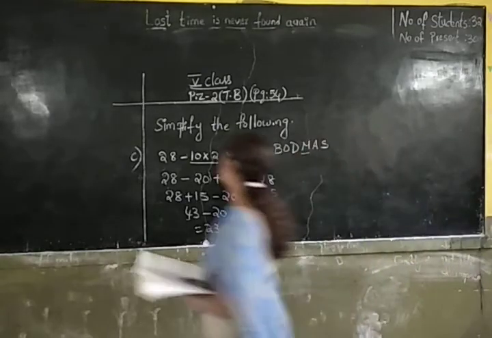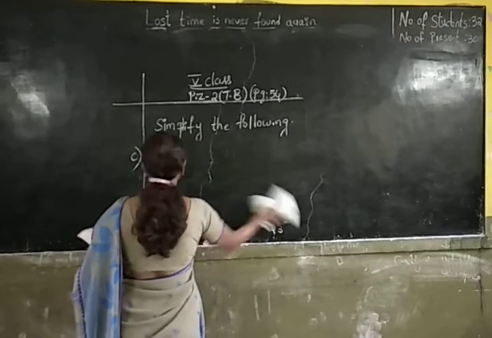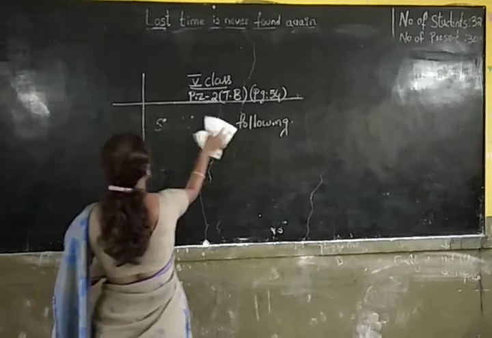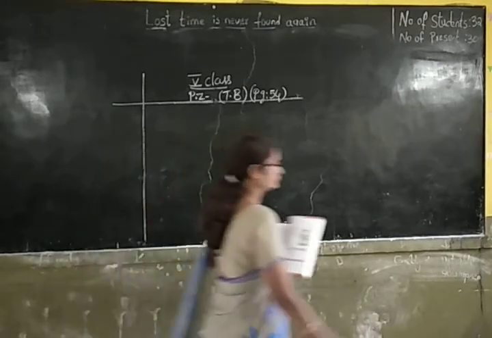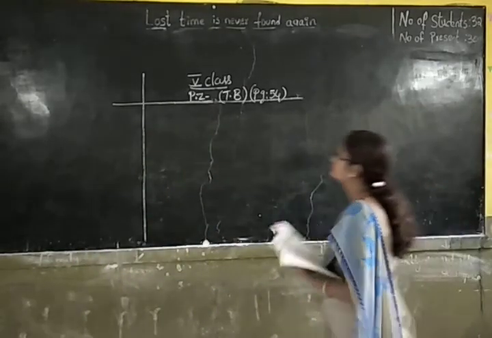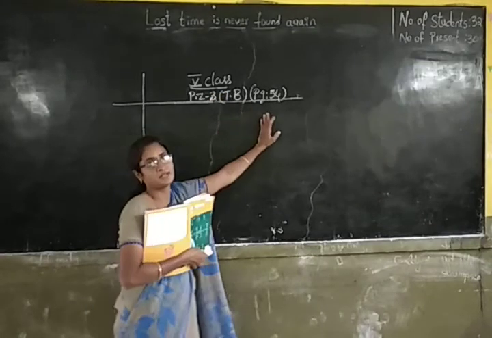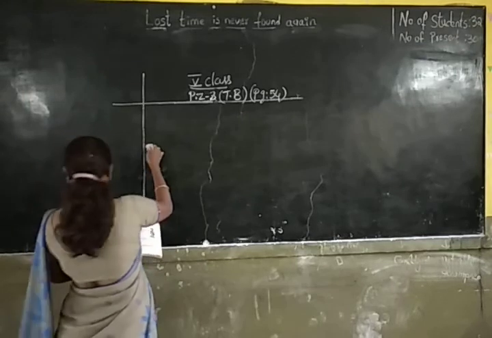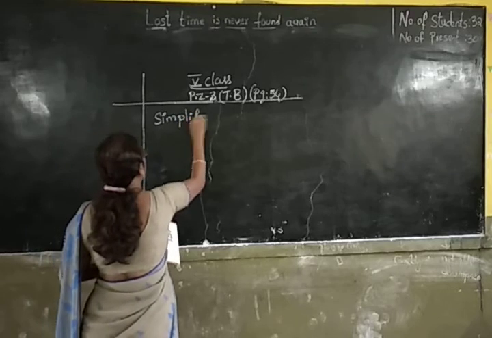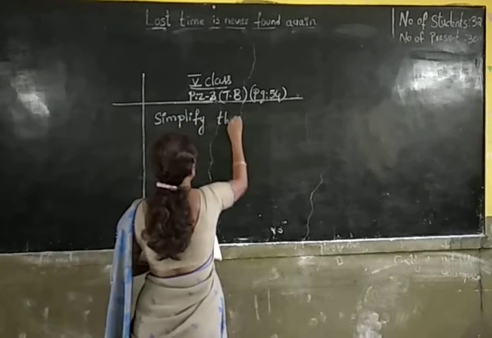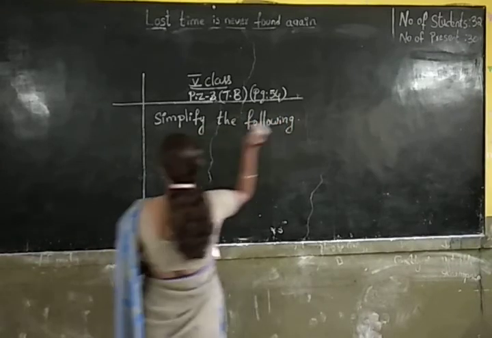Okay children. Now let us do practice zone 3. Let us do practice zone 3 in the textbook, on the same page, page number 54. So let us write down the question. Simplify the following. Let us do the first one.